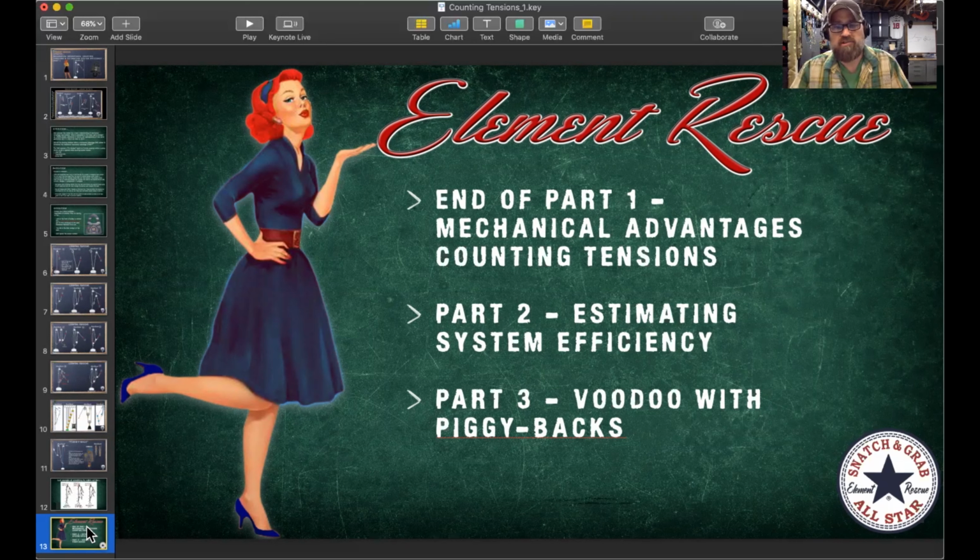The next one, which I would highly recommend, is going to be estimating system efficiency. Counting tensions is one of those things that can help you in certain aspects when you're looking at anchor, or you're looking at, I don't even know what I just built or what you just built, but we can count through and see what we got.